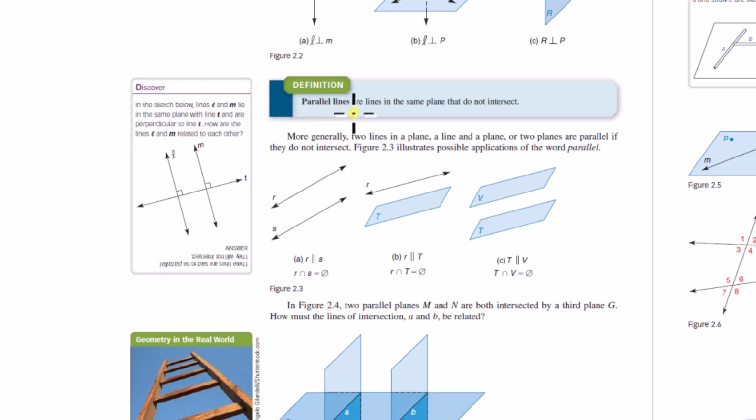Parallel lines are lines in the same plane that do not intersect. We talked about this in the previous chapter, and also we reviewed this idea in the previous video. It's two lines for which there's a unique plane that contains the entirety of both of those lines, and those lines never intersect. You want to distinguish that from skew lines, which are two lines that never intersect, but there's no unique plane that contains the entirety of both those lines. More generally, two lines in a plane, a line and a plane, or two planes are parallel if they do not intersect. Figure 2.3 illustrates possible applications of the word parallel.